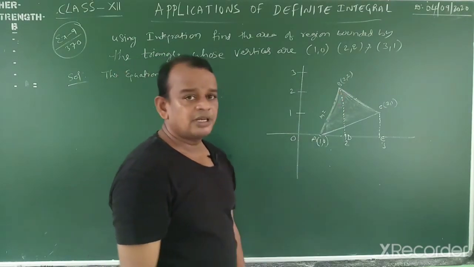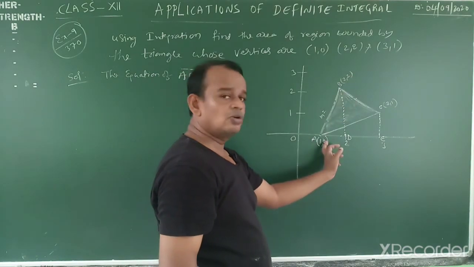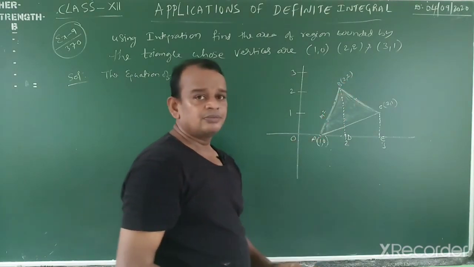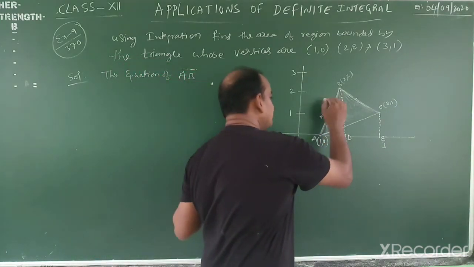AB line. What is the slope? Difference of the y coordinates by the difference of the x coordinates. 2 minus 0 by 2 minus 1. 2 minus 0 means 2, by 2 minus 1 means 1. So this slope is m is equal to 2.